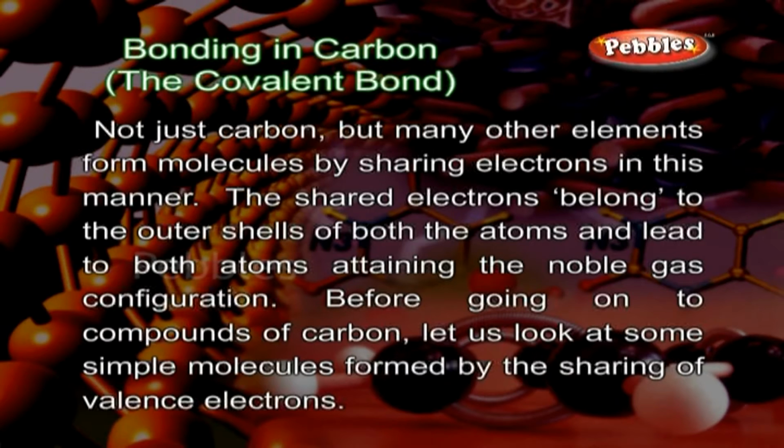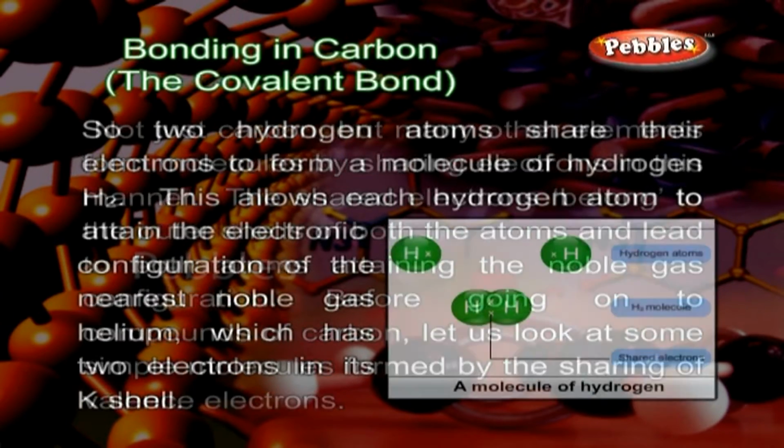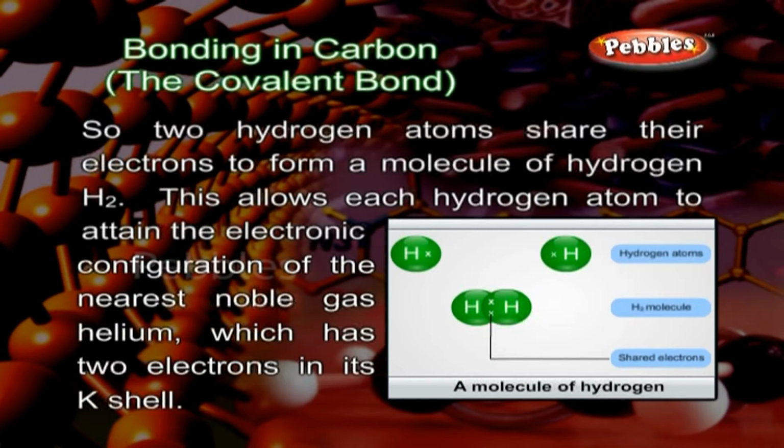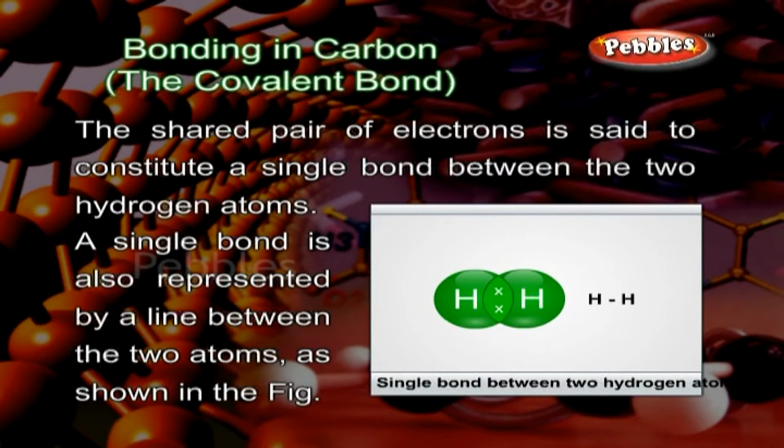The shared electrons belong to the outer shells of both the atoms and lead to both atoms attaining the noble gas configuration. Before going on to compounds of carbon, let us look at some simple molecules formed by the sharing of valence electrons. So, two hydrogen atoms share their electrons to form a molecule of hydrogen, H2. This allows each hydrogen atom to attain the electronic configuration of the nearest noble gas, helium, which has 2 electrons in its K shell. The shared pair of electrons is said to constitute a single bond between the two hydrogen atoms. A single bond is also represented by a line between the two atoms as shown in the figure.